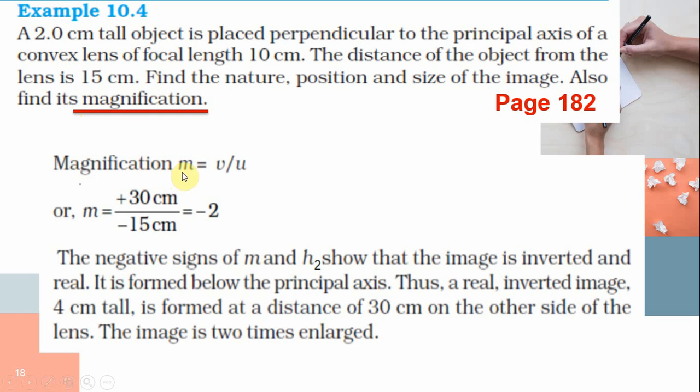The magnification formula is m is equal to v by u or h2 by h1. Anyone we can use. Here m is equal to plus 30 divided by minus 15, which is equal to minus 2. Here minus indicates the nature of the image is real and inverted. Now we take the modulus of m so that we can omit the sign. So here m is greater than 1, so the size of the image is enlarged. The magnification is also enlarged. The image is 2 times enlarged.